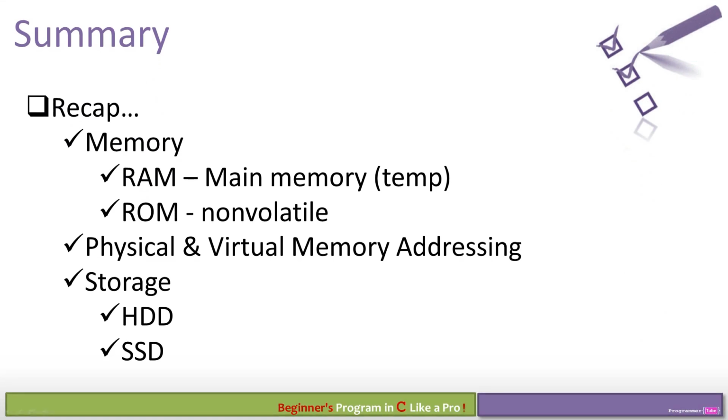Okay, so as a summary to this lecture, we discussed the memory and the main types, which are the RAM, the main memory, which we said is a temporary memory, and then we discussed the ROM, which is non-volatile and does not lose its data. Then we also discussed the difference between physical and virtual memory addressing. And then we touched base on storage, the two types that we care about, the hard disk drive and the flash, and how we can utilize that for our programs in the future.